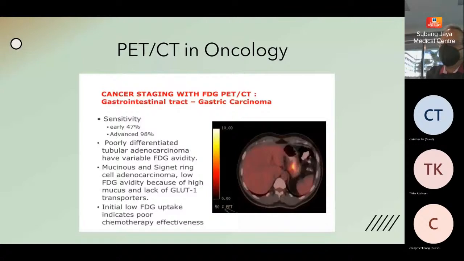Now, pancreatic carcinoma, sensitivity is good. Most tumors tend to be hypermetabolic, but tumors with mucin production may have variable uptake. And in acute pancreatitis, studies have shown that with using PET, the management of the patient has changed about 30% of the time.